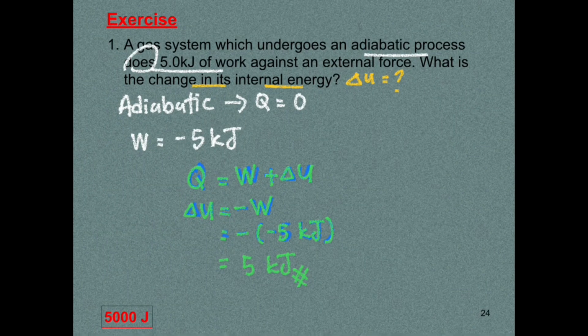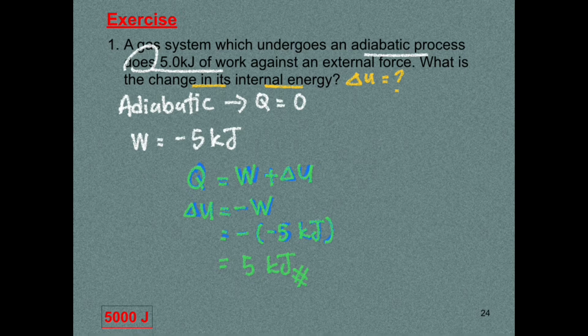Okay, now we will look at an example for subtopic 14.2. The question is, a gas system which undergoes an adiabatic process does 5 kJ of work against an external force. What is the change in its internal energy? A gas does work, so that W is negative 5 kJ. And then we need to find delta U.